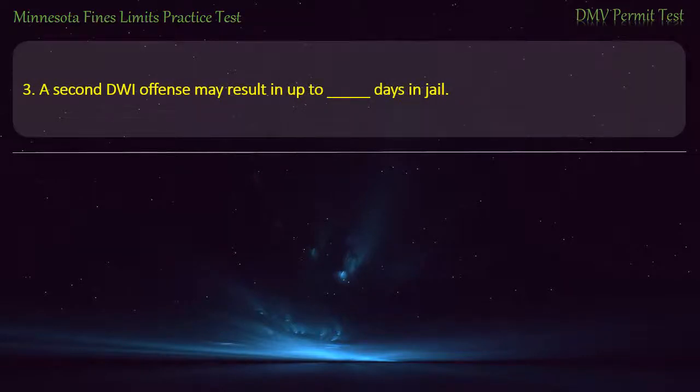Question 3. A second DWI offense may result in up to blank days in jail. 90, 365, 180, 30. Answer. 365.